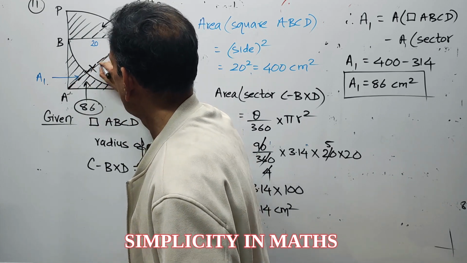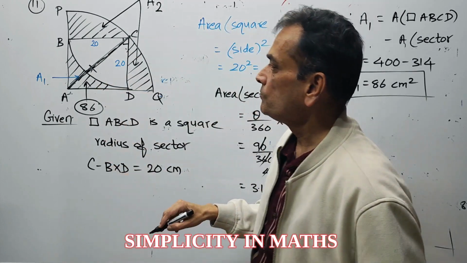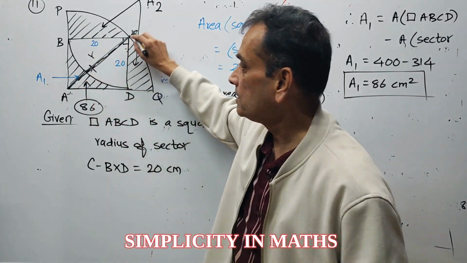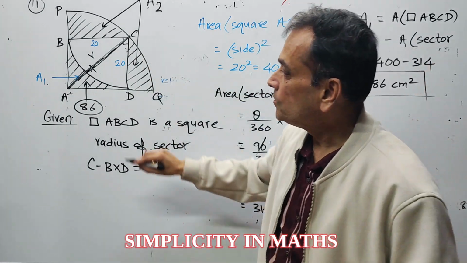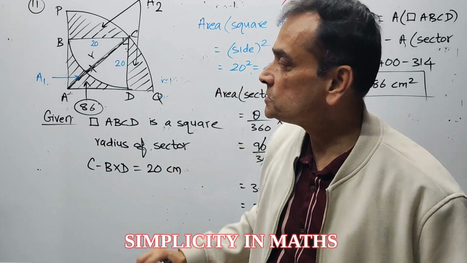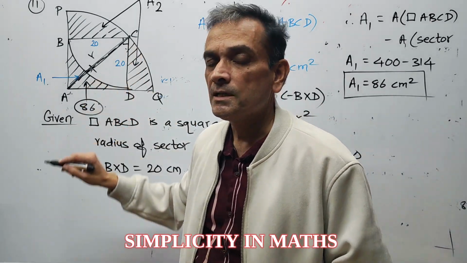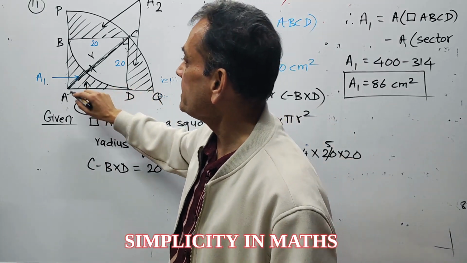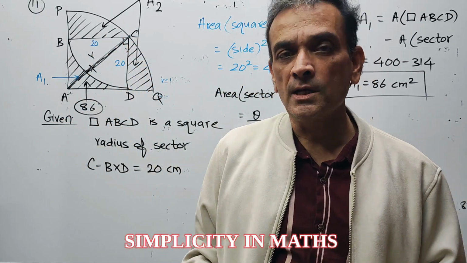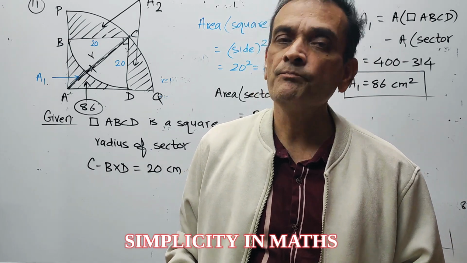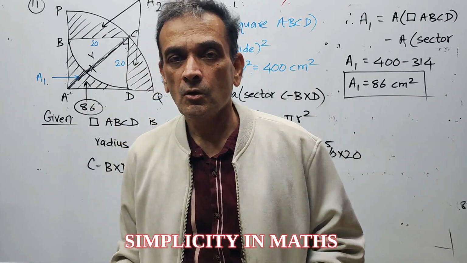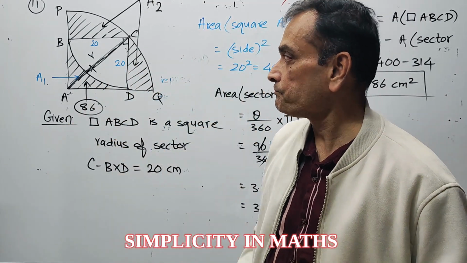This part becomes the radius of the big sector. How do you find this? Radius is not given. Now you will observe that this radius is the diagonal of square ABCD. There is a formula to find the diagonal. If the sides are given, there is a formula to find the diagonal of the square. Okay, that formula we'll see.